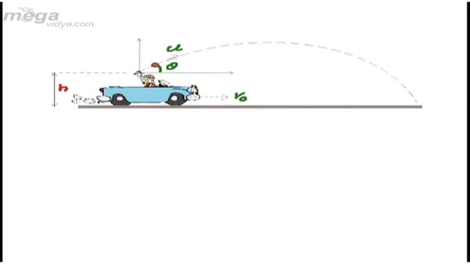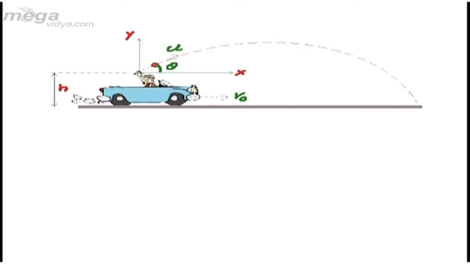We are taking our reference frame as the xy coordinate system such that the positive x direction indicates the direction of motion of the car, and the positive y direction is vertically upward. Now, under the situation as we had previously done, we will observe the initial velocity and acceleration of the projectile during its flight in order to use further equations of kinematics.